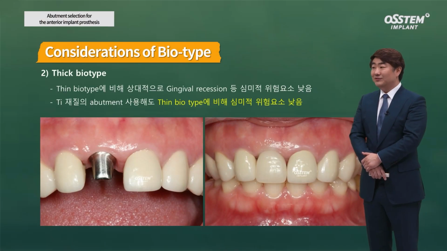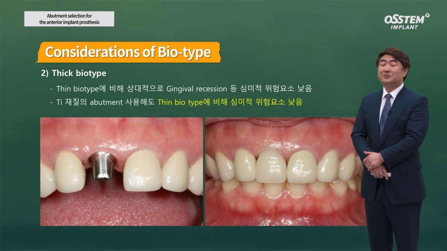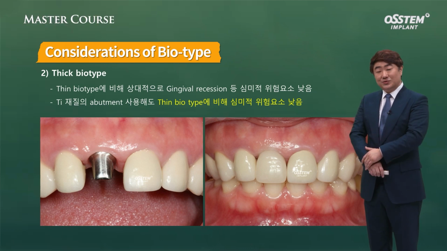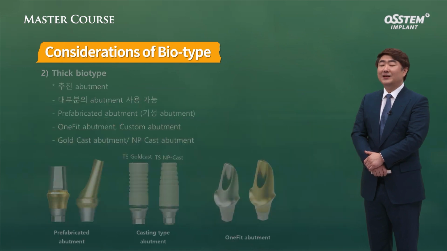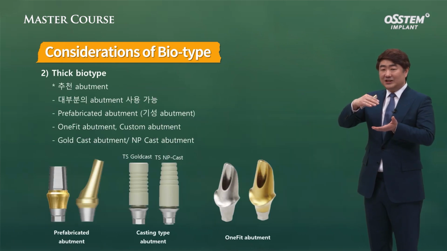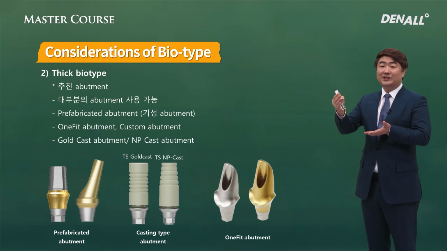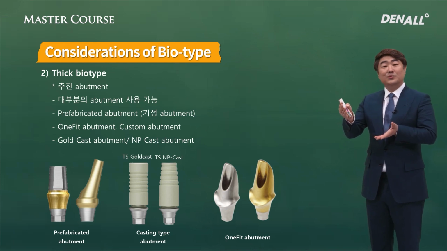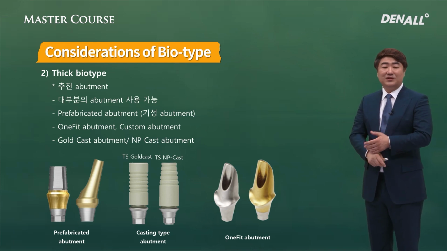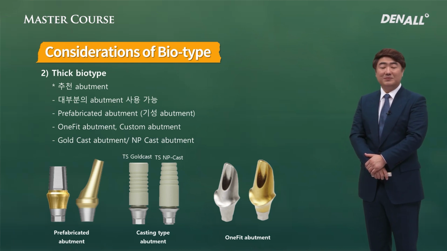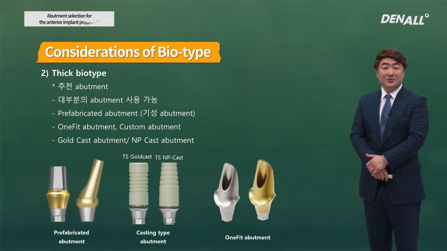If it's a thick biotype, then the abutment shadow doesn't really create an aesthetic problem, so any abutment type can be used. But if the gingival margin changes and results in recession, there could be exposure. So even in thick biotype, if possible, an aesthetic abutment, in other words a zirconia abutment, will be better for many reasons.